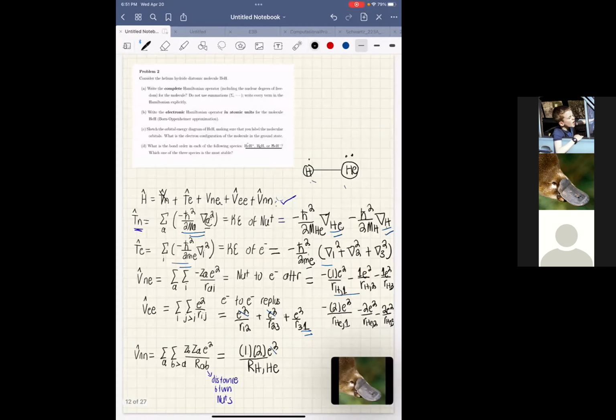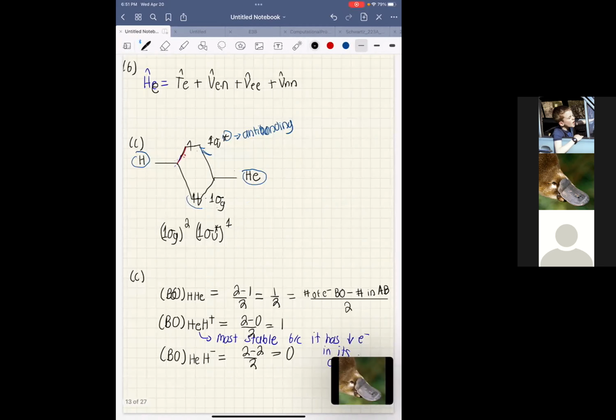And for the next part, it's asking which one of the 3 species is the most stable. So what you would do is find the molecular orbitals and find the species that has the fewest electrons in the antibonding orbital. In this case, it will be HeH plus because it doesn't have electrons in the antibonding orbital. Oh, okay.